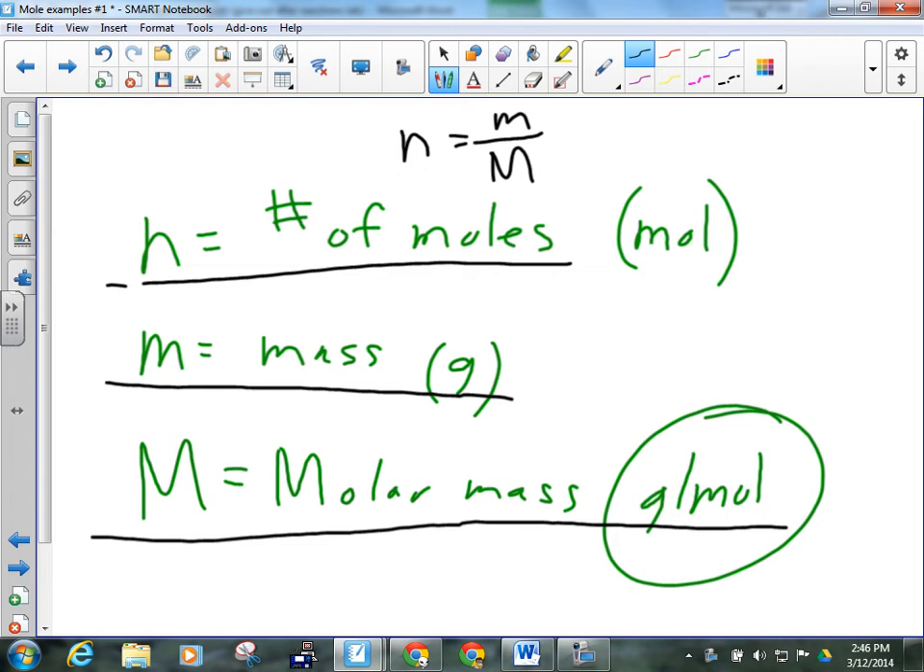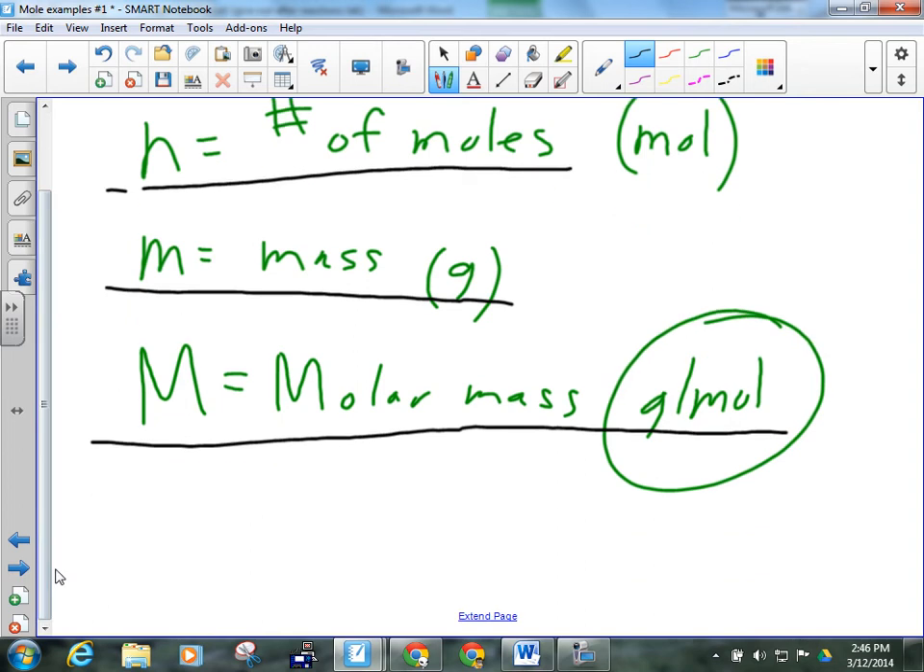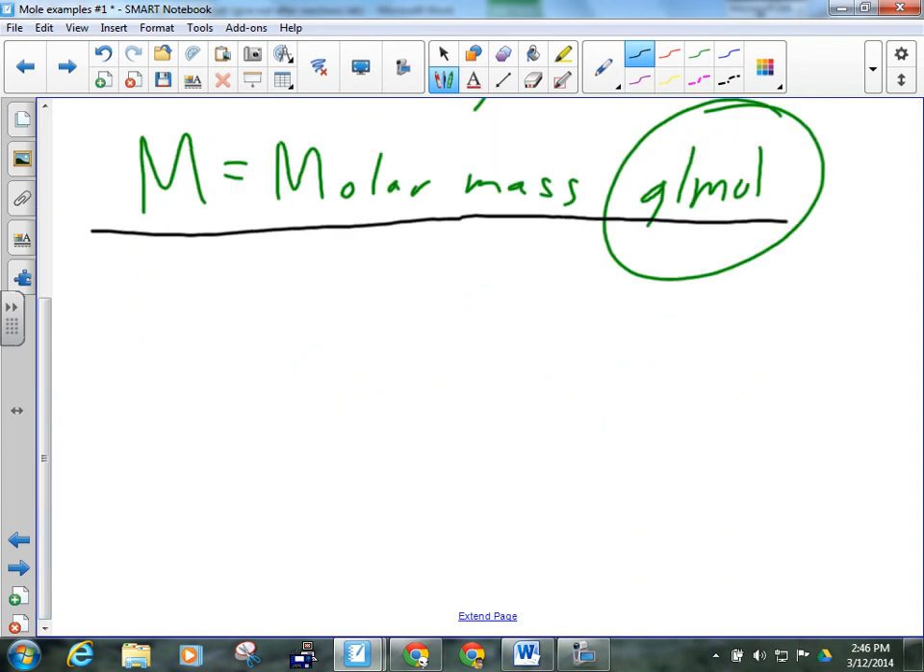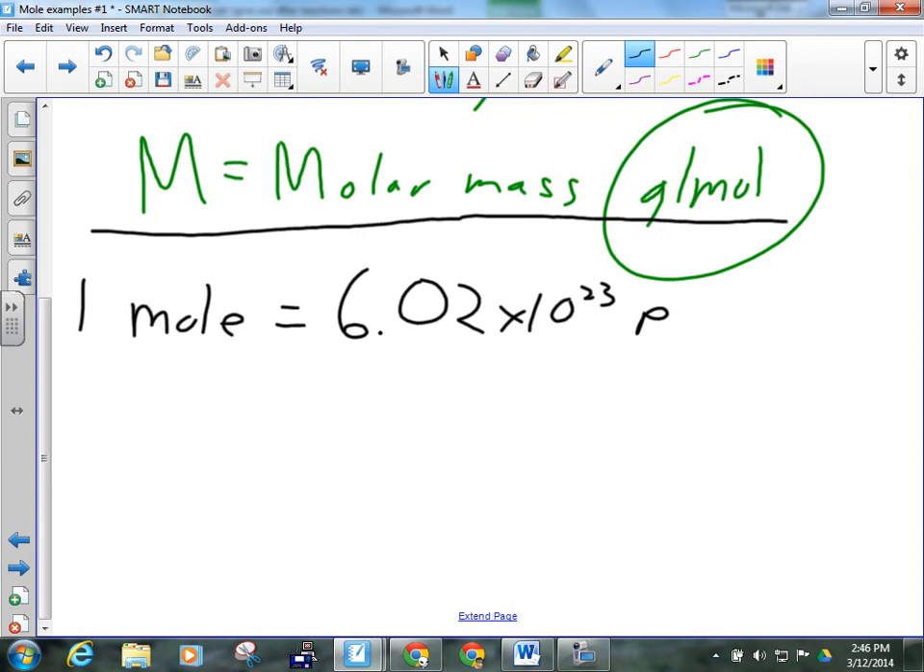Now, the other thing that we got to review, for those of you who were on the religion retreat yesterday, is what the mole is. One mole is 6.02 times 10 to the 23 particles of any given material.